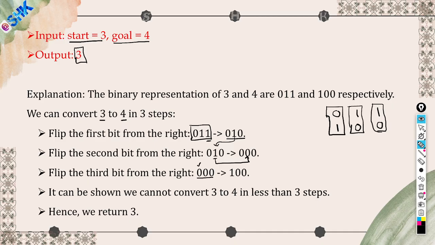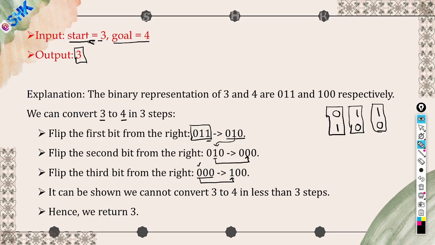We are concentrating on bit 2. Now bit 2 is going to be flipped, so that we get 100, which is the binary equivalent of 4. It can be shown we can't convert 3 to 4 in less than 3 steps. So hence we are going to return 3.